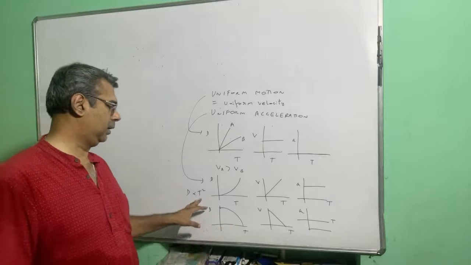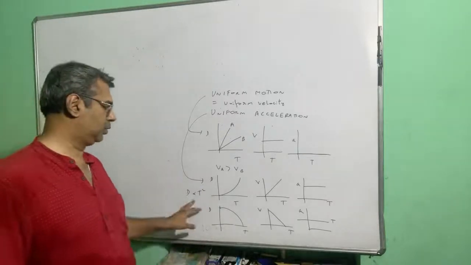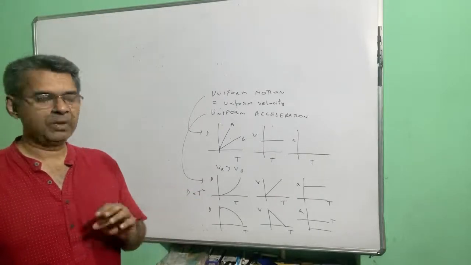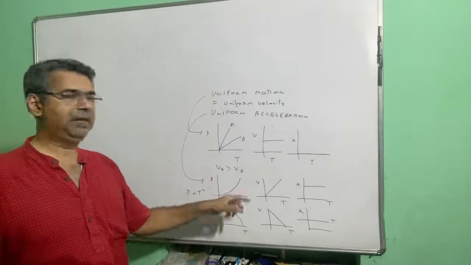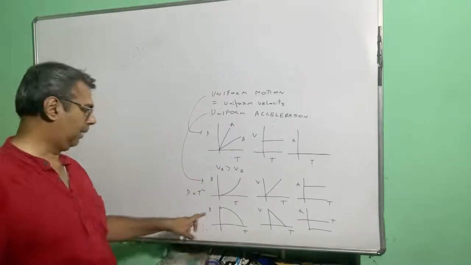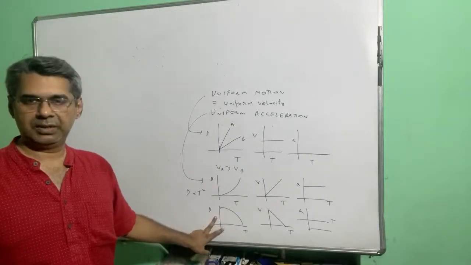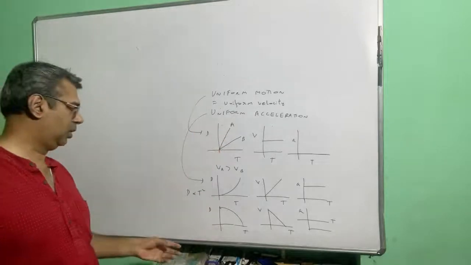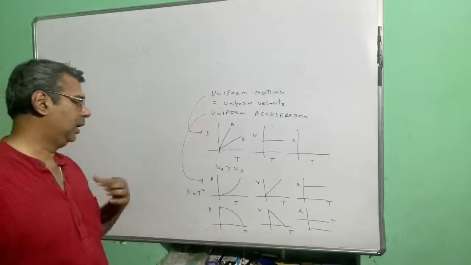And by the way, this graph of displacement proportional to the square of time is a curve called a parabola. Now a parabola may be opening upwards, so that represents acceleration. A parabola may open downwards like this, that represents retardation. So this graph is a parabola which is opening up, that is called acceleration. This graph is a parabola opening down, that is called retardation.